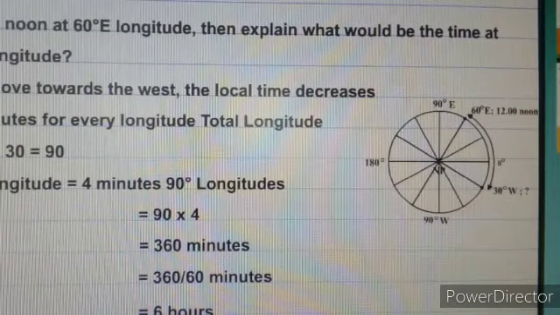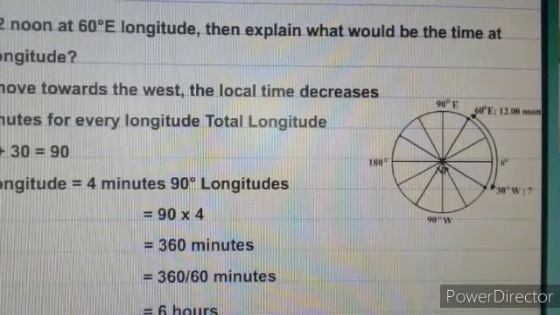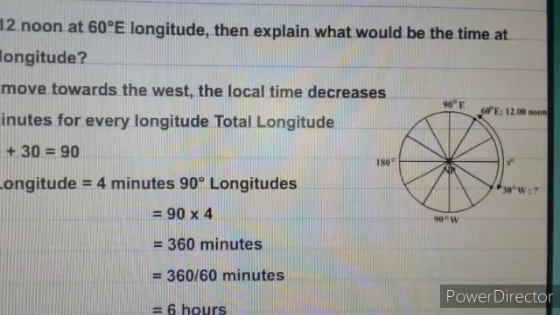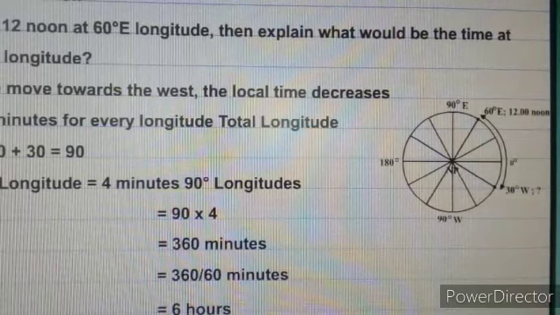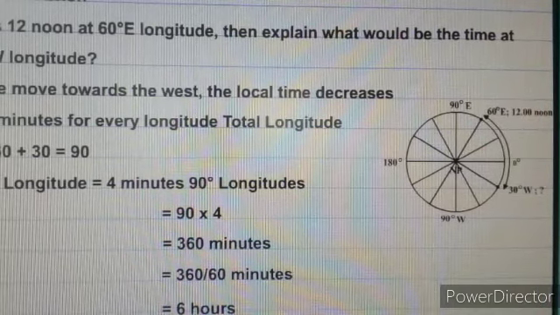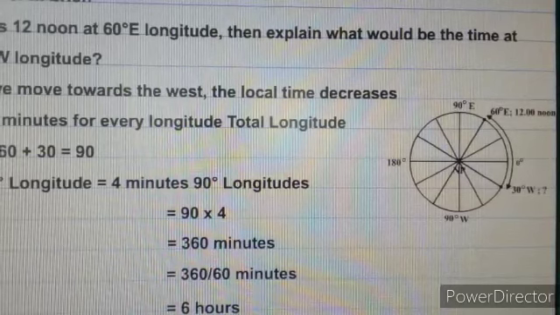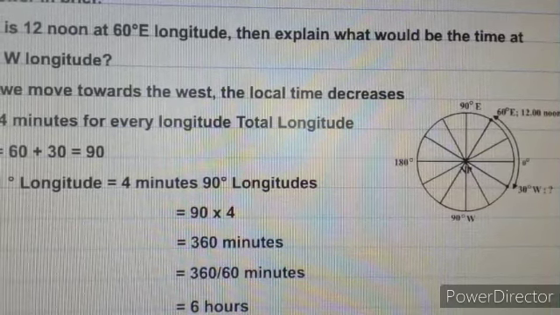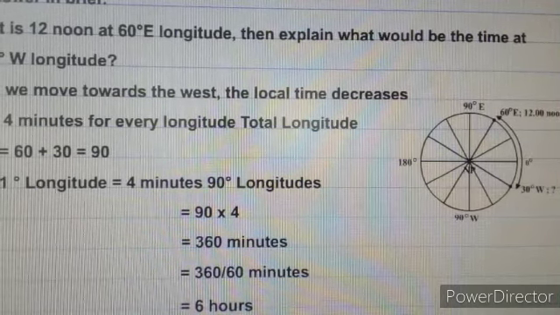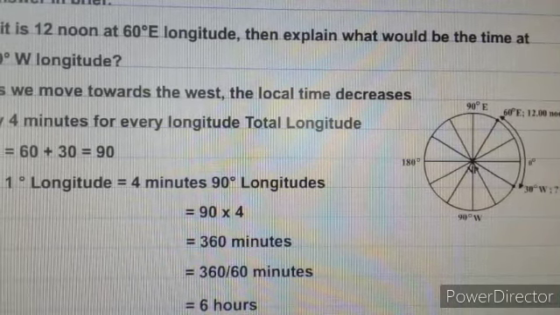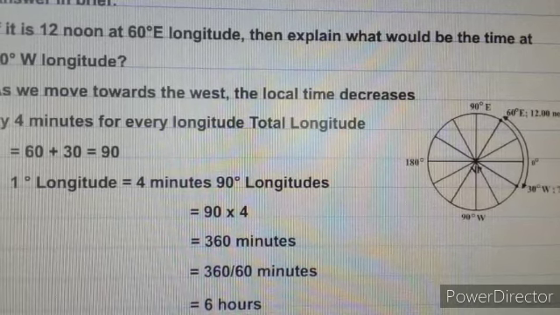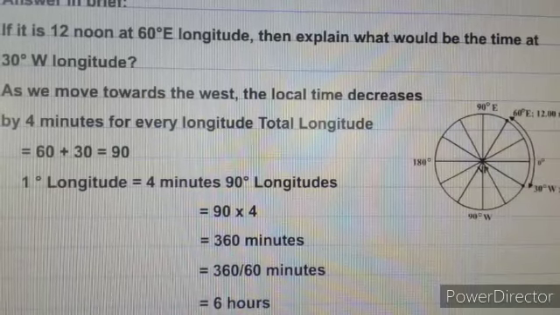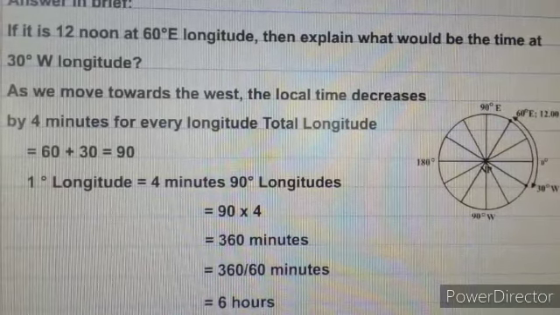Question number 3, answer in brief. A. If it is 12 noon at 60 degree east longitude, then explain what would be the time at 30 degree west longitude. Answer, as we move towards the west, the local time decreases by 4 minutes for every longitude. Total longitude is equal to 60 plus 30 is equal to 90.